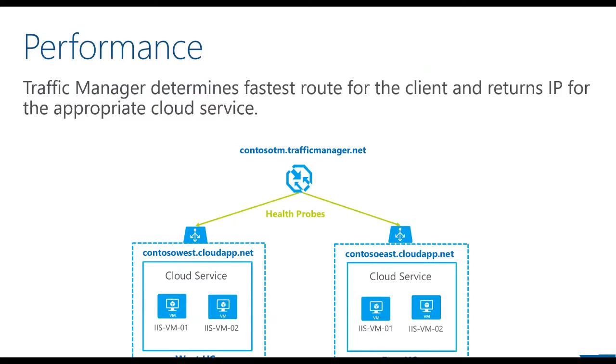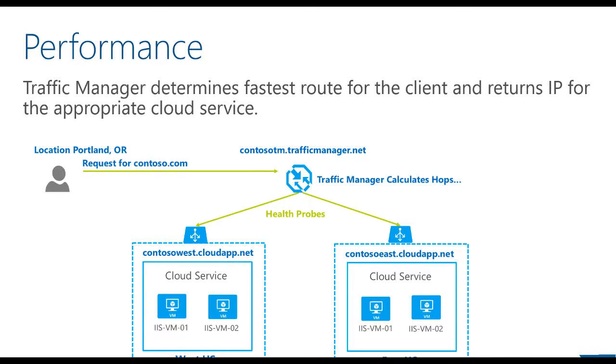The performance load balancing algorithm works by determining the fastest route for the client and then returning the correct IP. For example, for a client coming from Portland, Oregon, Traffic Manager will calculate the hops between endpoints and user. Traffic Manager will respond with the IP address for the closest data center location, and then the client makes a request with the resulting IP.